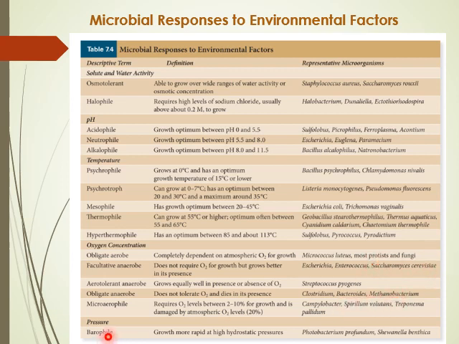And then lastly, barophiles grow more rapidly at high hydrostatic pressure. Those that live under the sea have different pressure, right? For example, Photobacterium profundum, Shewanella benthica. So if you want to grow it in the lab, you need to apply some pressure to it in order for it to survive or grow.